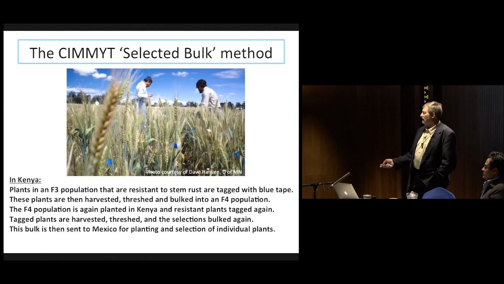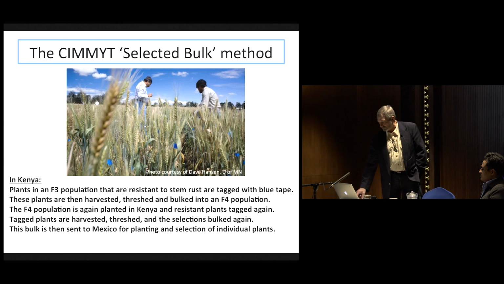Those plants are harvested, threshed, and bulked into an F4 population. So the selected bulk method means it's been selected for resistance to Ug99. They're all threshed in bulk, and they form a composite that is then planted again in Kenya, and the resistant plants tagged again. Those tagged plants are again harvested, threshed, and the selection bulked again. And that bulk then goes to Mexico for planting and selection of individual plants. The CIMMYT selected bulk method.